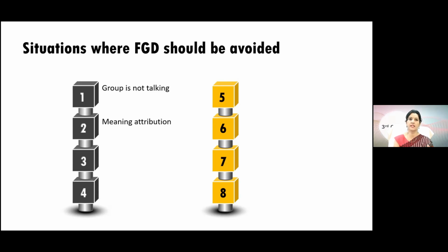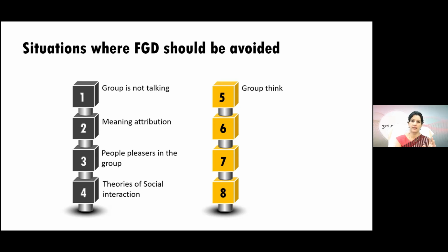The second is meaning attribution. That means whatever you are saying, the other people are not understanding, the terminology is not the same for everyone, then also you should try avoiding FGD. If there are people pleasers in the group, who will say only those things which they think are socially desirable, then FGD is not the right way of data collection. And the theories of social interaction say that individual responsibility is very less when people are in a group. If you talk to one person, the entire onus is on that individual, so he will take responsibility to respond.